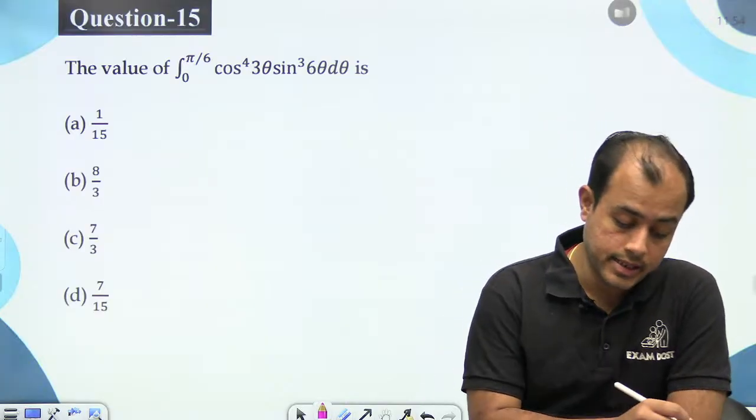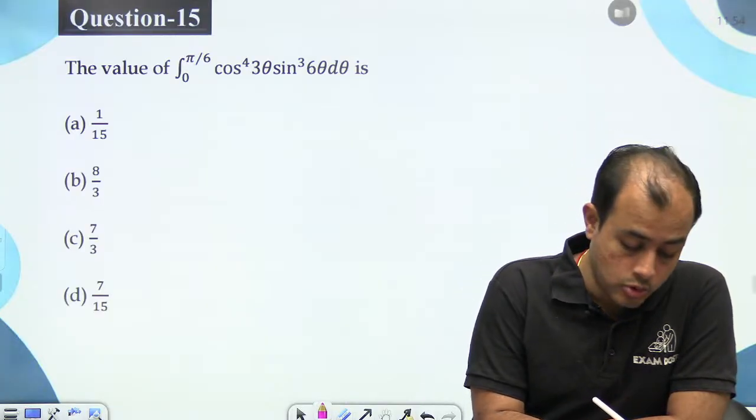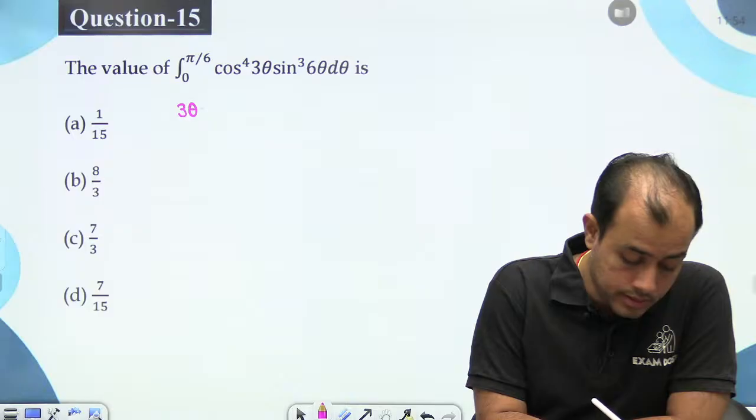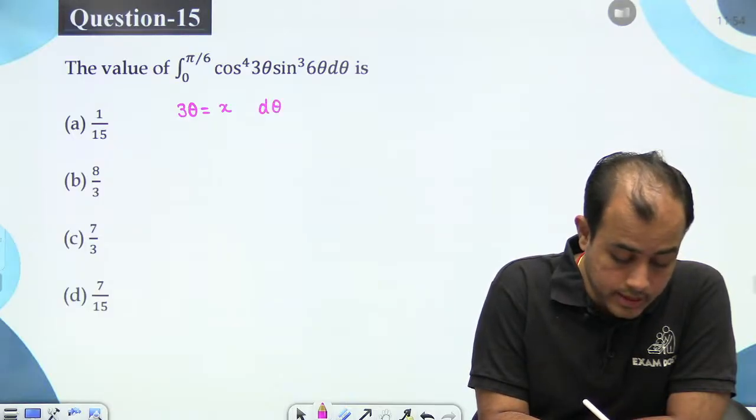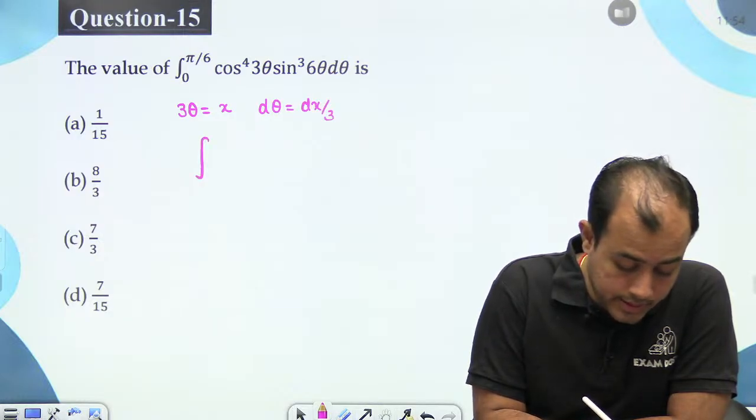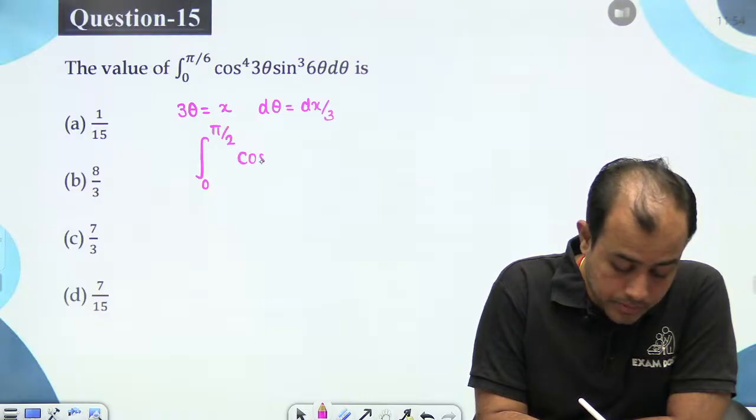चलिए स्टार्ट करें. चलो पहले बेसिक से शुरू करते हैं. इसको एक काम करो, असयूम 3 थीटा इक्वल टू x, तो d theta is dx by 3. So when theta is 0, x is 0. When theta is pi by 6, it is pi by 2.